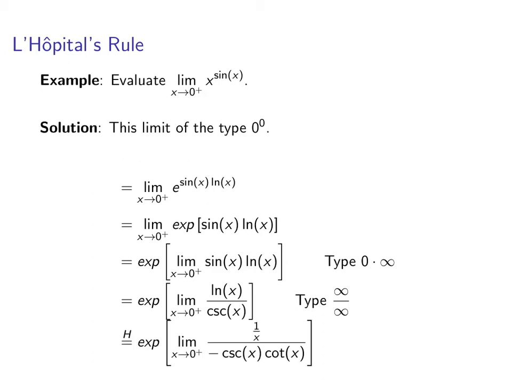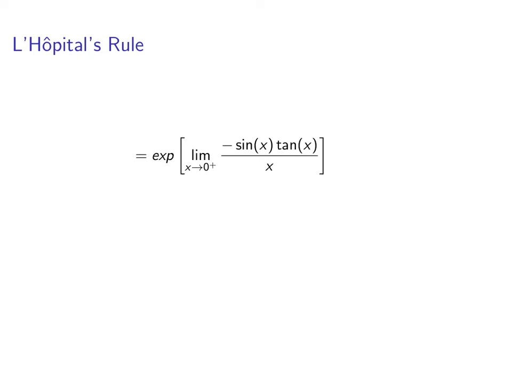So when we differentiate the top, we get 1 over x. When we differentiate the bottom, remember that the derivative of cosecant of x is negative cosecant x cotangent x. And we can move things around a little bit. We end up with negative sine x tangent x over x. And we can clean it up a little bit more. Tangent is sine over cosine, so really this is the limit of negative sine squared x over x cosine x. Notice we still have the exp on the outside, because whatever we get with this, we're going to raise e to that power.